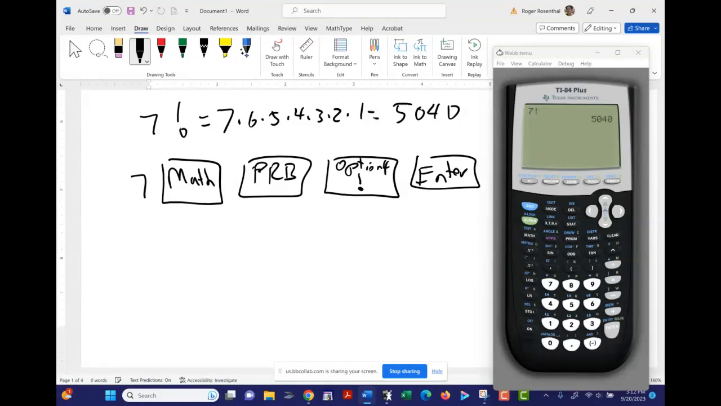Be sure you know how to do these by hand. Be sure you do not depend on the calculator to give you the answers.